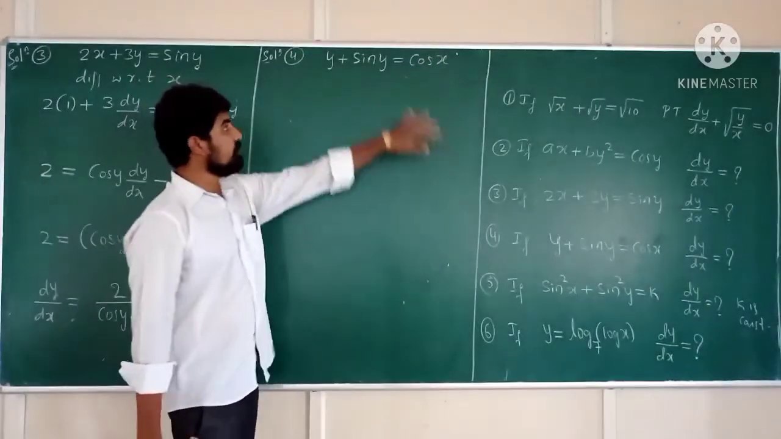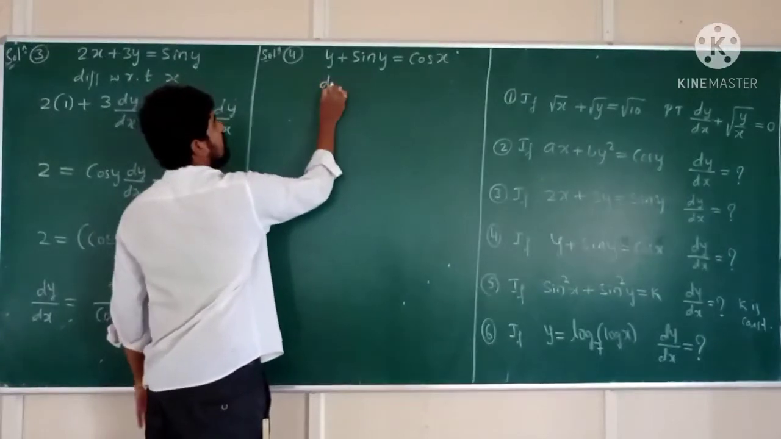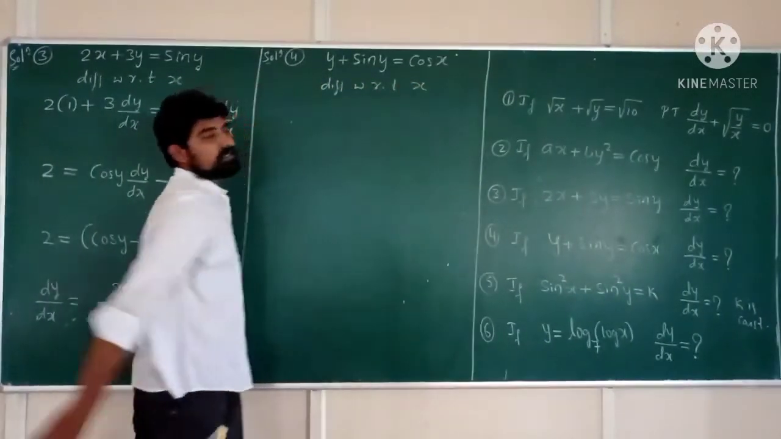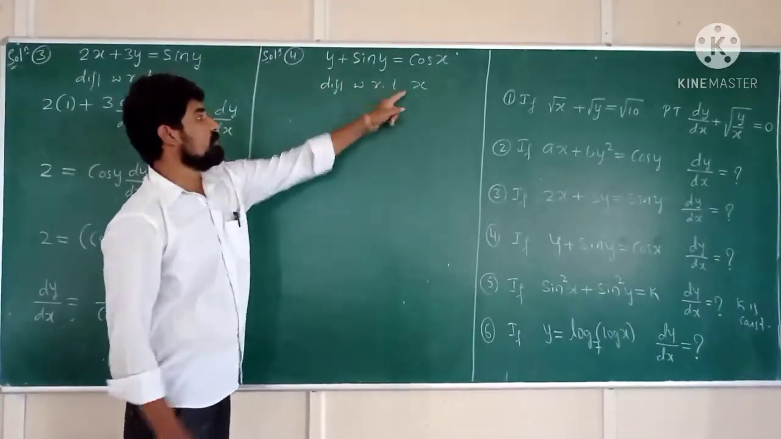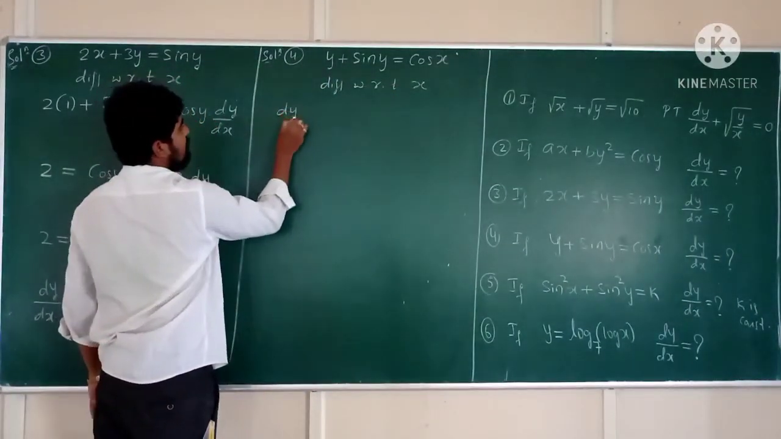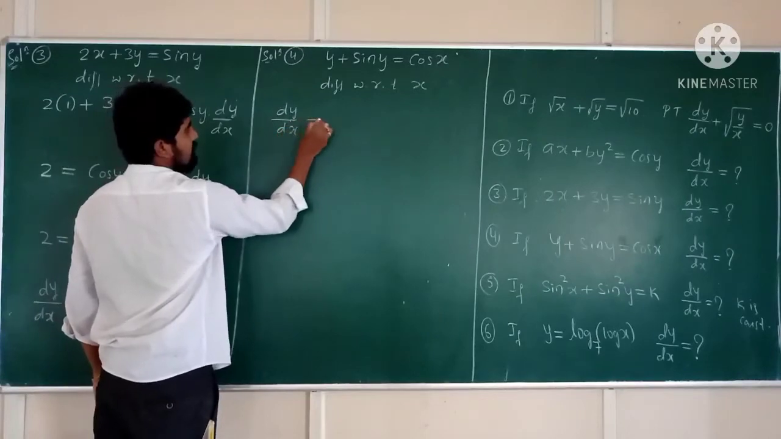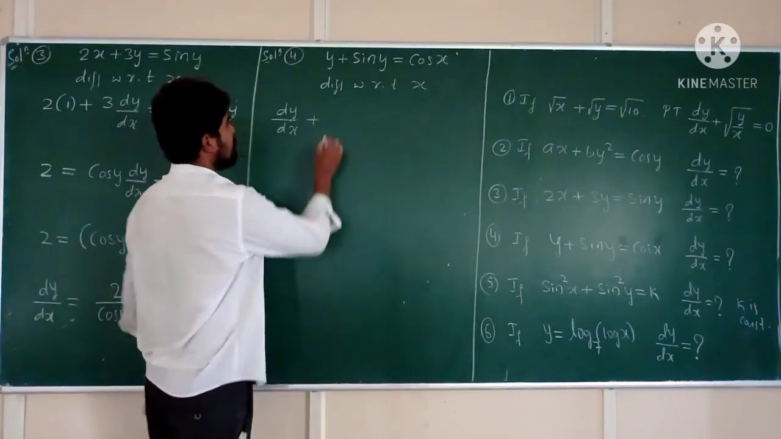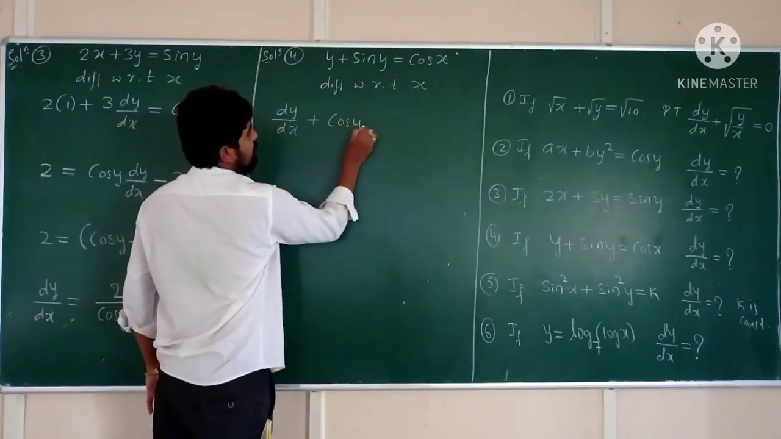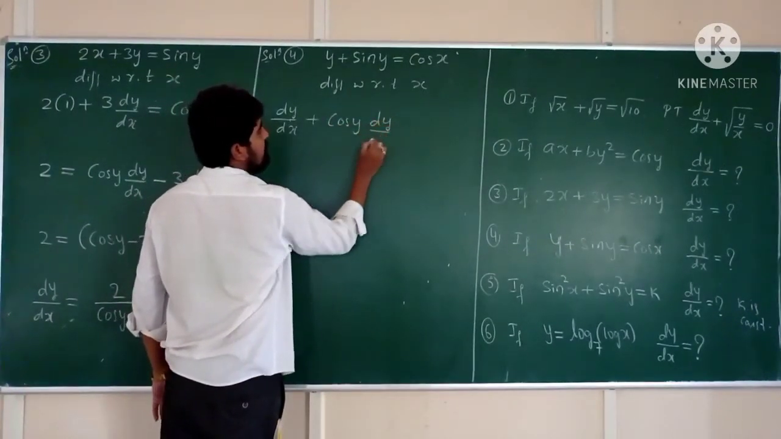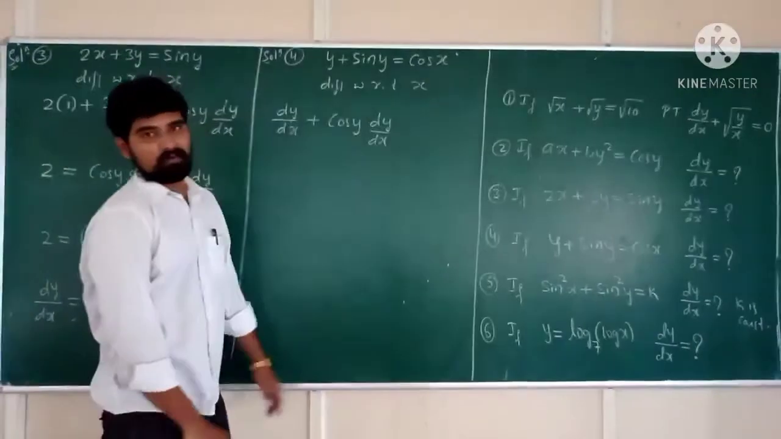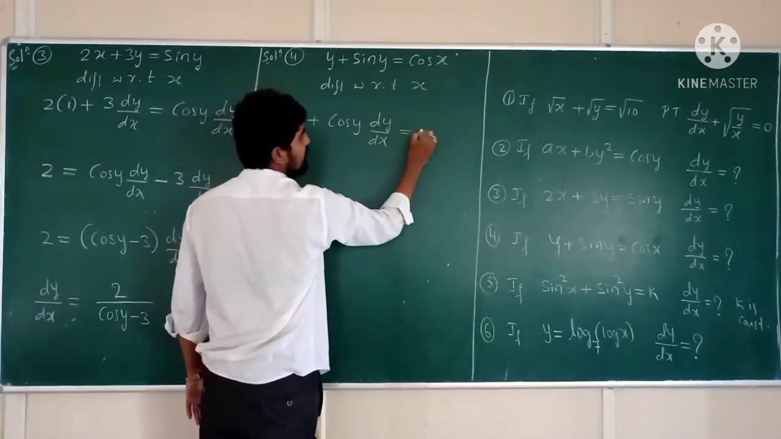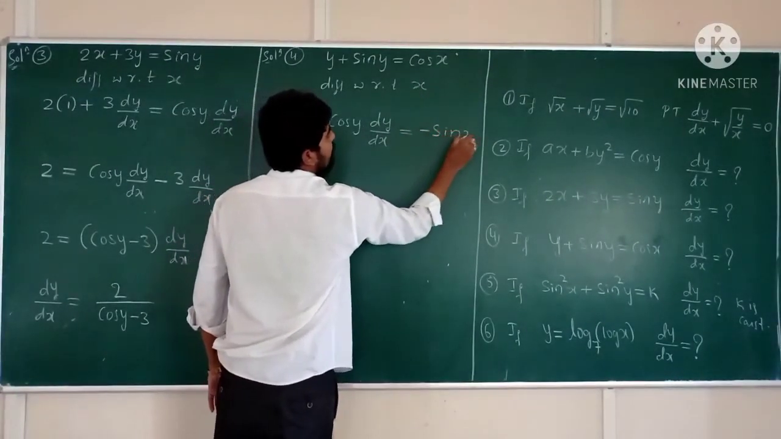So to find the dy by dx, differentiate with respect to x. So derivative of y with respect to x is dy by dx plus derivative of sin y with respect to x is cos y, and then y with respect to x is dy by dx. I hope all of you understand. Which is equals to derivative of cos x with respect to x is minus sin x.